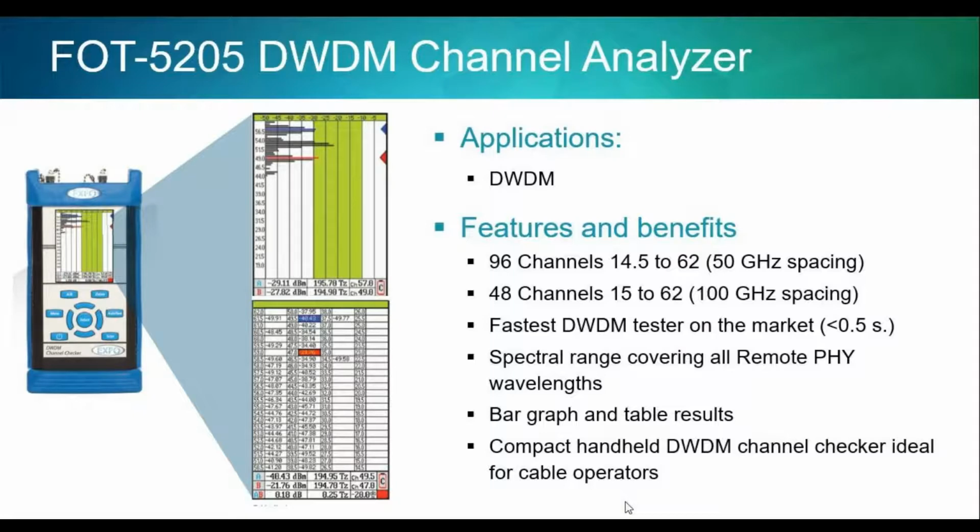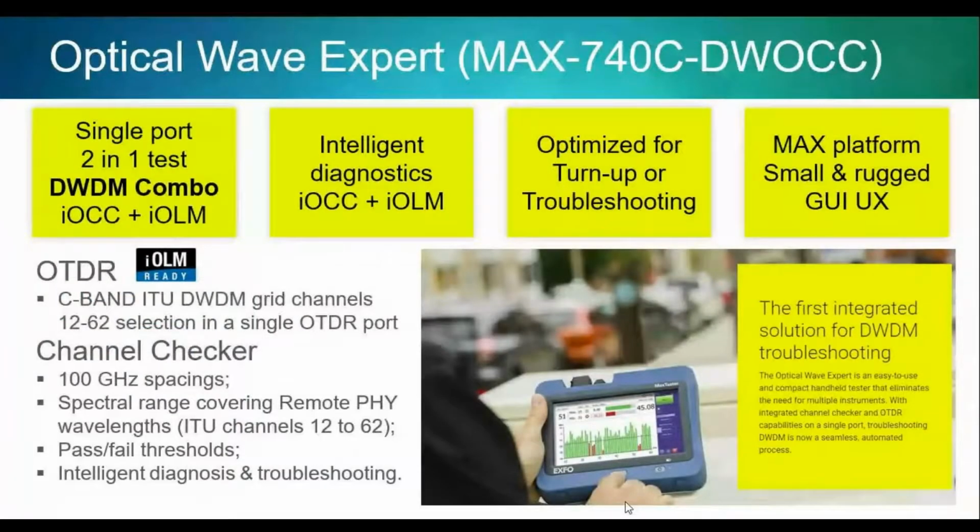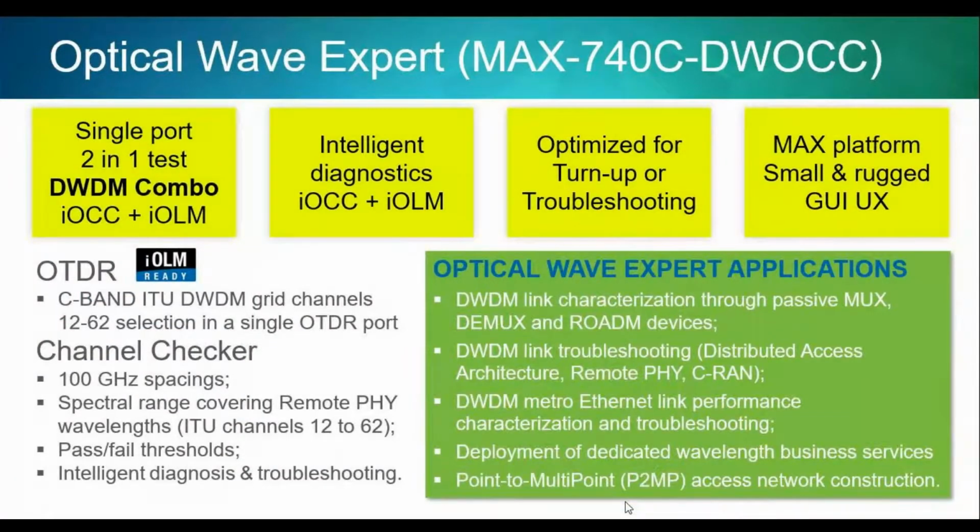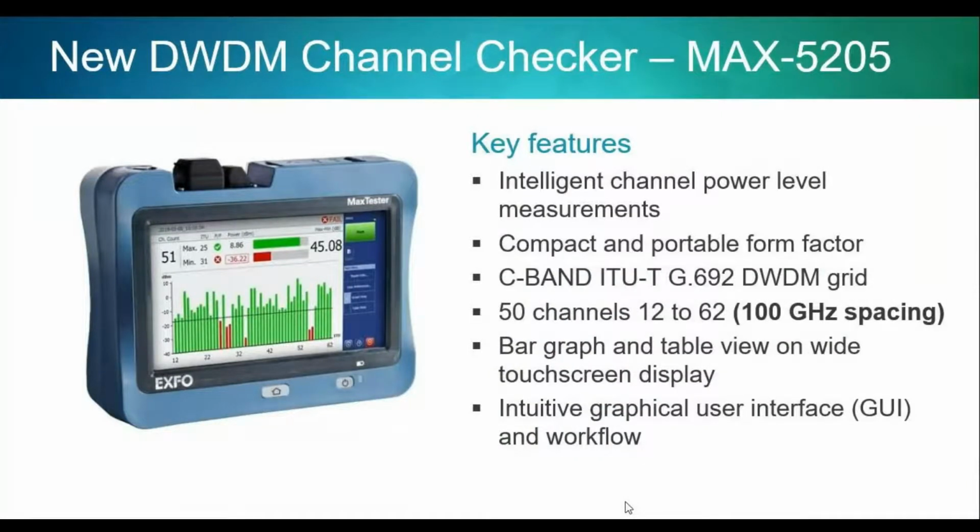I'll come back to that. So we also have a new channel checker, the Max 6205. It's just 100 gig spacing. It doesn't cover both the 50 and 100 gig spacing, but it does cover a broader range of channels. So the ITU channels 12 to 62 versus the other one that basically is just covering from around 15 to 62. So there's a few channels that are not covered by that.